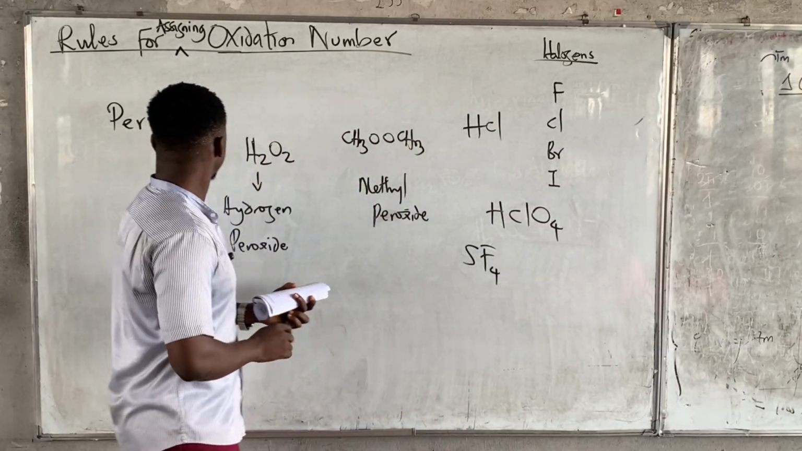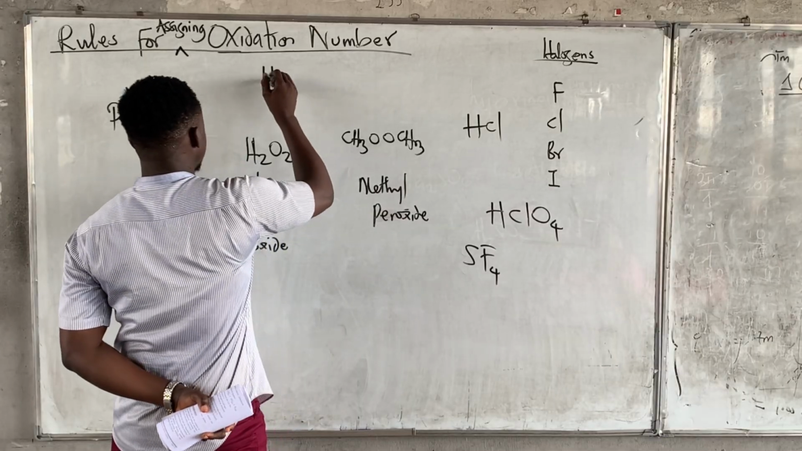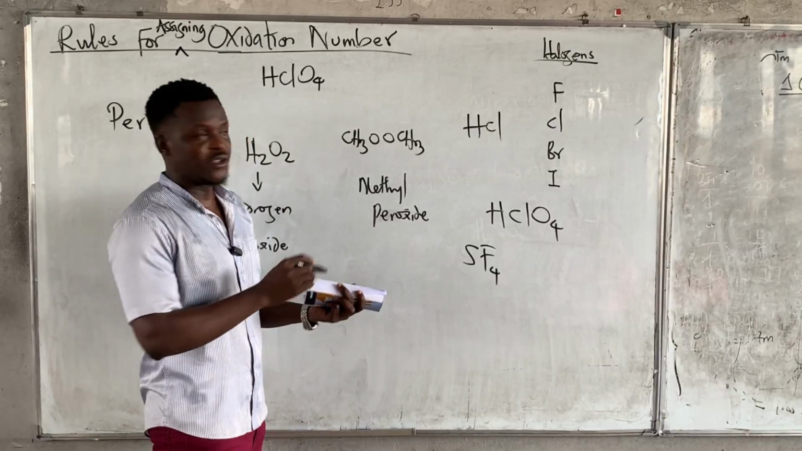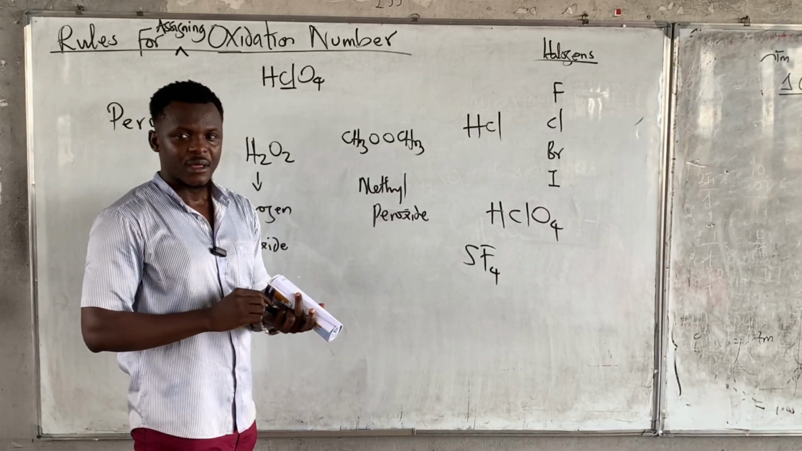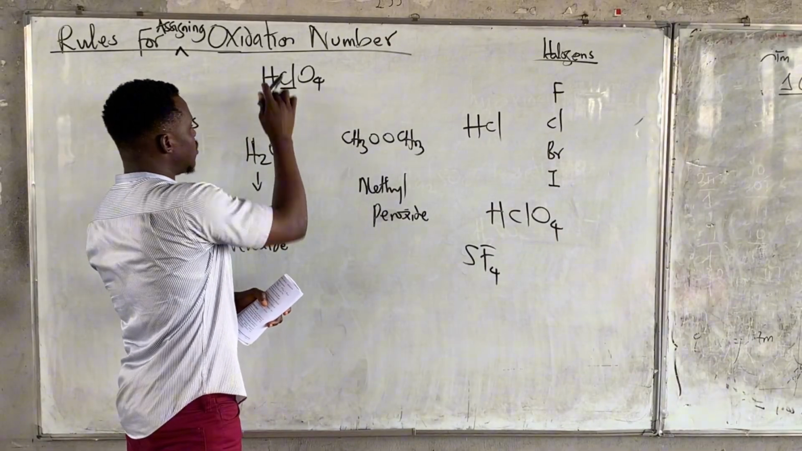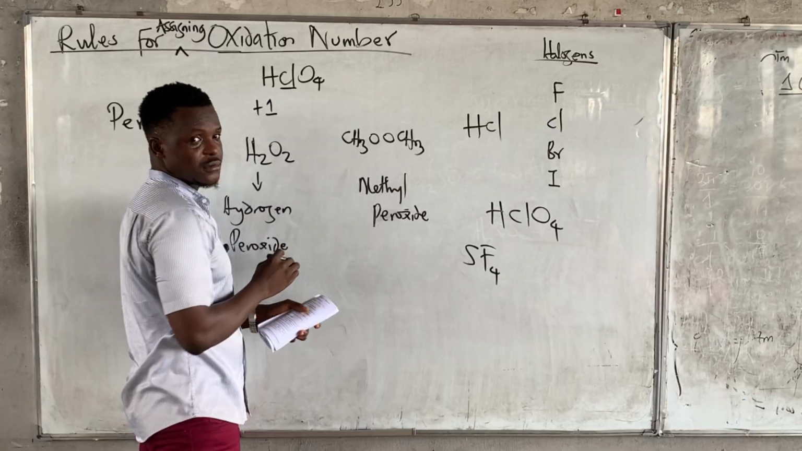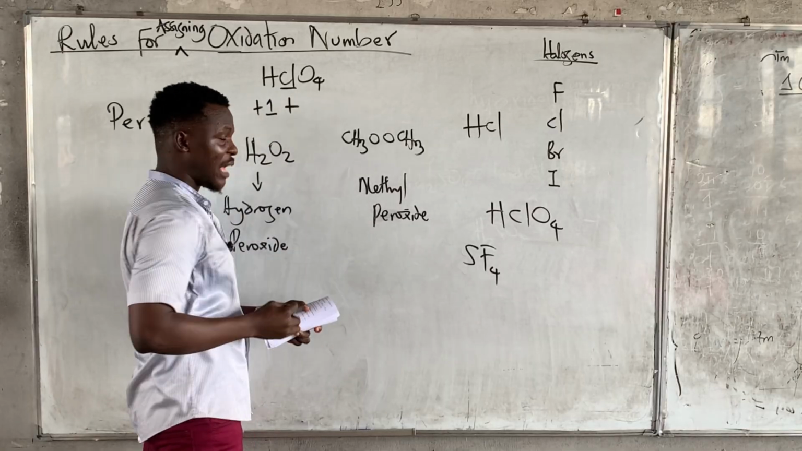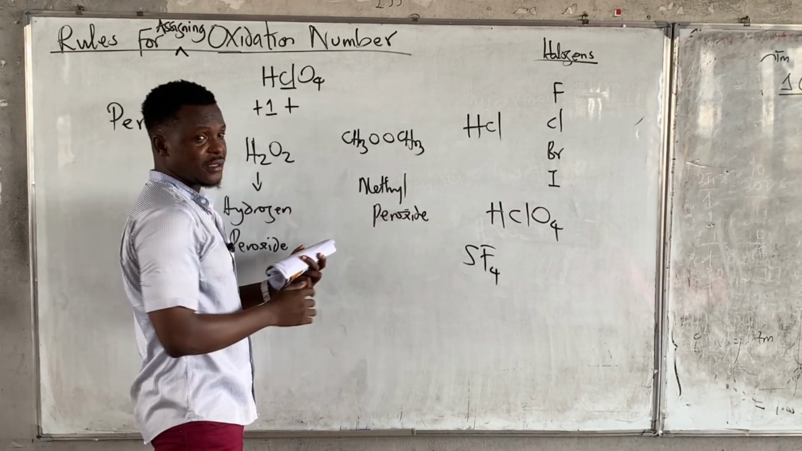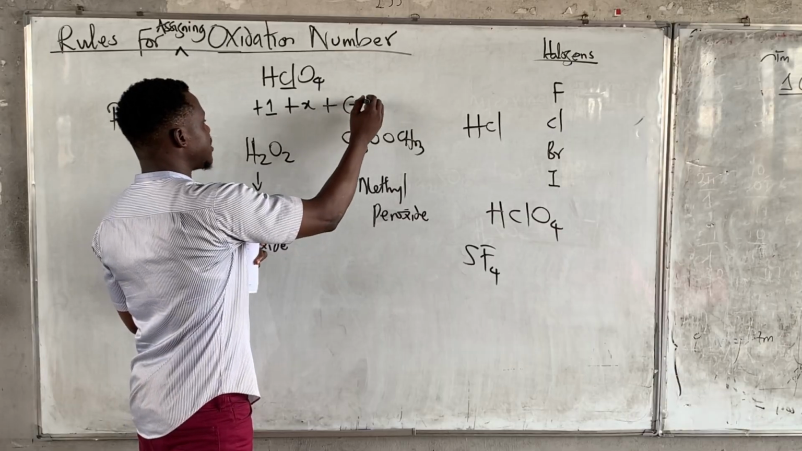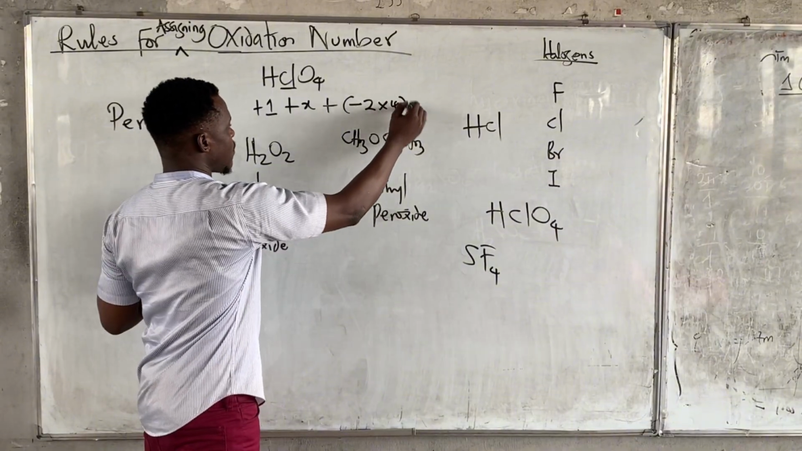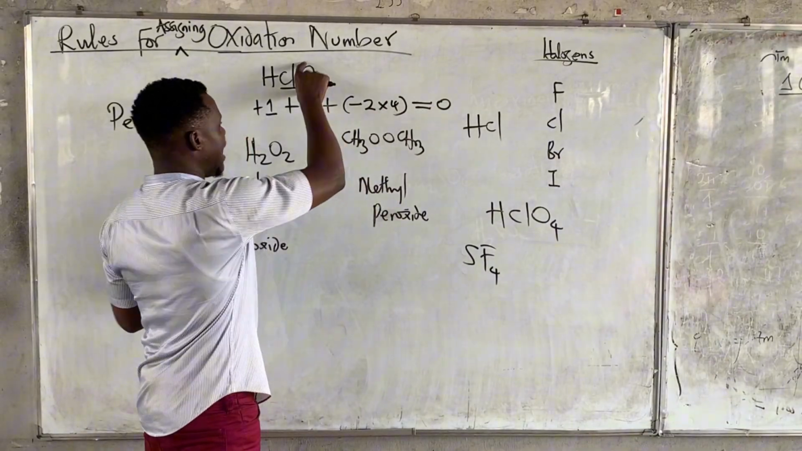Now this is what I mean. If I have something like, let's say, HClO4, and I'm asked to find the oxidation number of chlorine. I do not know what chlorine is, so I'll make it X. But hydrogen, I know hydrogen is always +1. Chlorine, I know to be -1 when it is in a binary compound, right? But this is not binary, so I'll make it X. Oxygen is always -2, except in peroxide, and this is not peroxide. So I'll say times 4. Now this will be equal to 0 because this is a neutral compound.